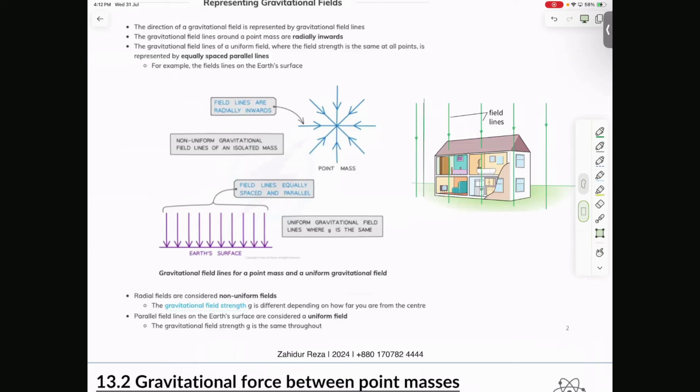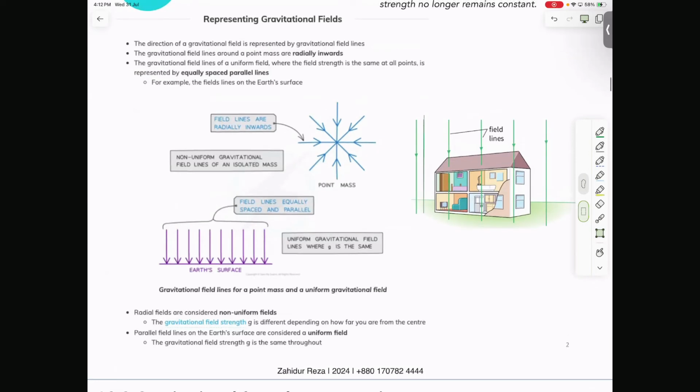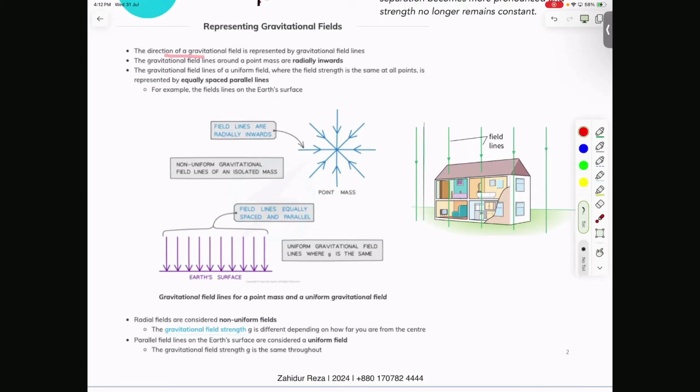I think we have clarified everything here. I'll just go to the points here. The direction of gravitational field represents the field lines. So what do field lines represent? Field lines around a mass are radially inwards. Radial means like the rays of a sun, looking along the radius. Gravitational field lines are uniform where the field strength is the same at all points. The lines are equally spaced and parallel. Field lines on the surface of the earth. Okay, so that's what we have seen so far.